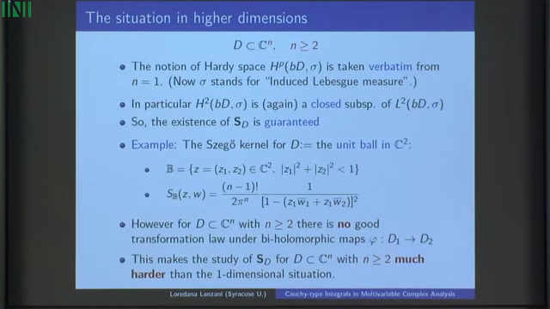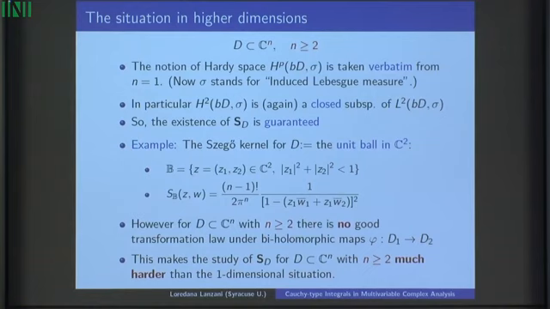So what happens in higher dimension? I'm afraid that was the end of the n equal 1 part of this talk. Now we're going to n equal 2 or higher. So from now on, we are in 2 complex variables or more.